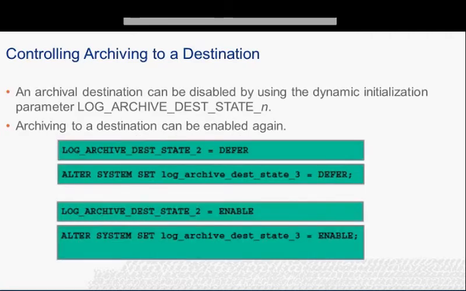LOG_ARCHIVE_DEST_STATE_n parameter. The state of an archive destination can be changed dynamically. By default, an archive destination is in the ENABLE state, indicating that the Oracle server can use this destination. The state of an archive destination can be modified by setting the corresponding LOG_ARCHIVE_DEST_STATE_n parameter. For example, to stop archiving to a mandatory location temporarily when an error has occurred, the state of that destination can be set to DEFER. A destination may be defined but set to DEFER in the parameter file. This destination can then be enabled when another destination has an error or needs maintenance.